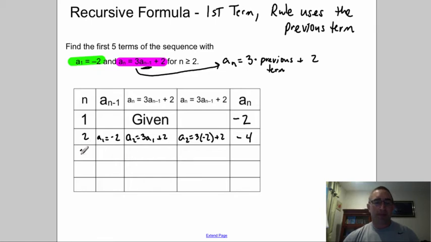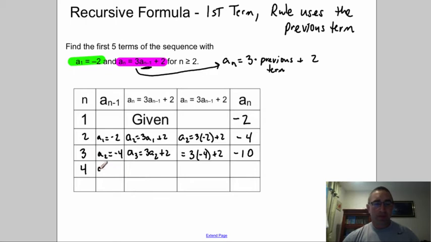Okay. Now if I want the third term, I'm going to use the previous term, which is a sub 2, which is negative 4. And my formula says to get the third term, I take 3 times a sub 2 and add 2. So that's going to give me 3 times the previous term, which is negative 4, plus 2, give me negative 10.